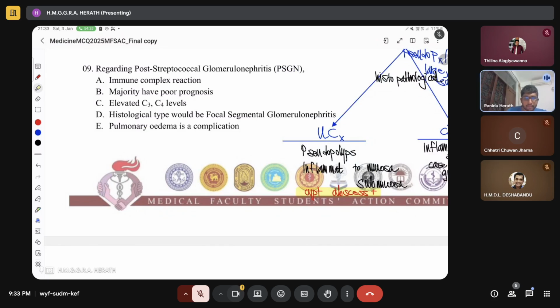I will put a table with histological features, differences, and the clinical features that are used to differentiate ulcerative colitis and Crohn's disease. Okay, to the group. Okay, so we'll go to the next one.